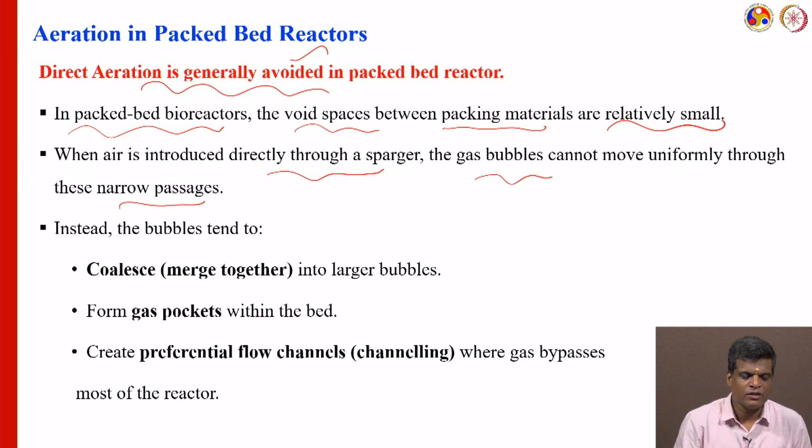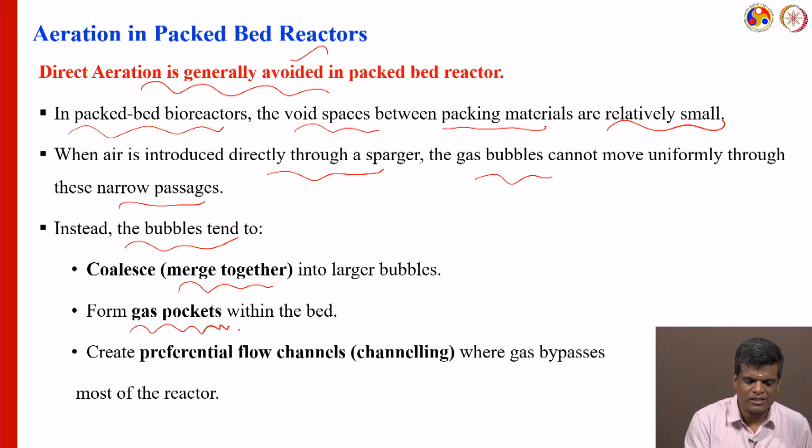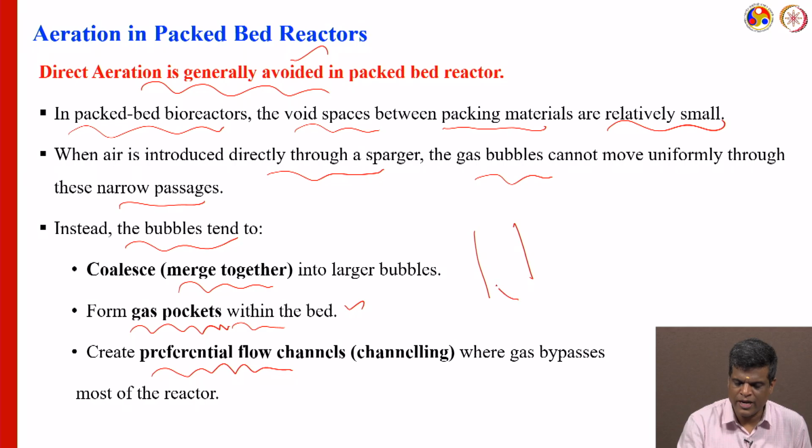So, what happens? If you pass direct aeration, the bubbles merge together and make large bubbles, which form gas pockets within the bed itself and create preferential flow channels. There is channeling, where gas bypasses most of the reactor. So, direct aeration is generally avoided in packed bed reactors.